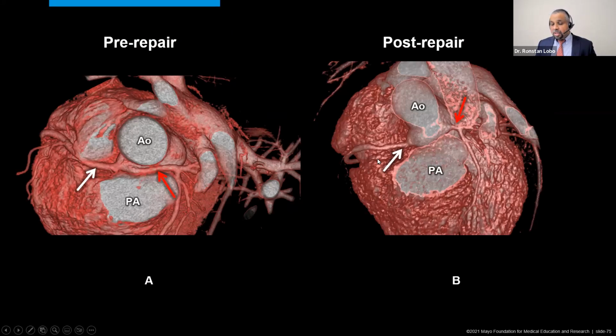Now, panel B shows the same 3D reconstruction, but it's post-repair. So the white arrow shows the right coronary artery coming off the right sinus, and the red arrow now shows the left coronary artery coming off the left sinus, as it should.